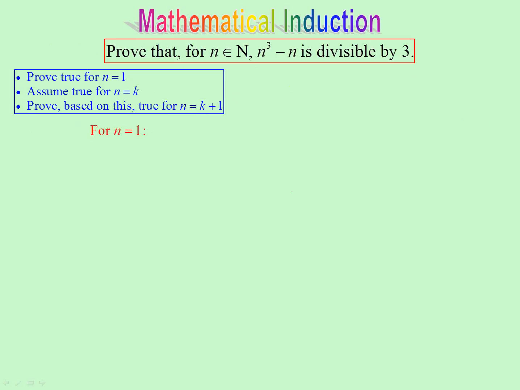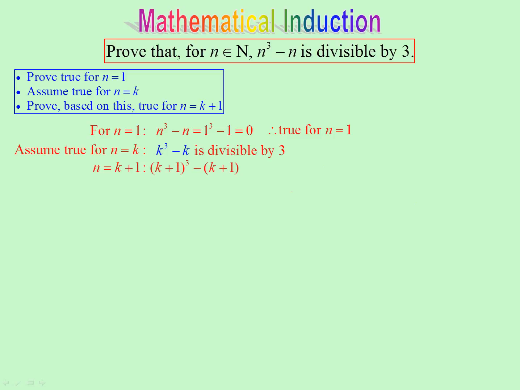So, for n equals 1, sub in 1. I get 0. That's divisible by 3. 0 is a multiple of all real numbers. So therefore true for n equals 1. Now we do the assumption. Assume true for n equal to k. So I'm now going to put k's instead there and say that's true. There we are. k cubed minus k is divisible by 3. Now what I'm going to do is substitute n equals k plus 1.